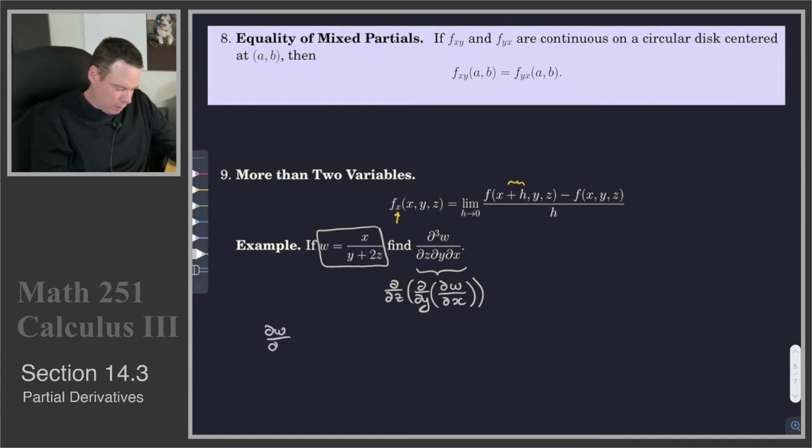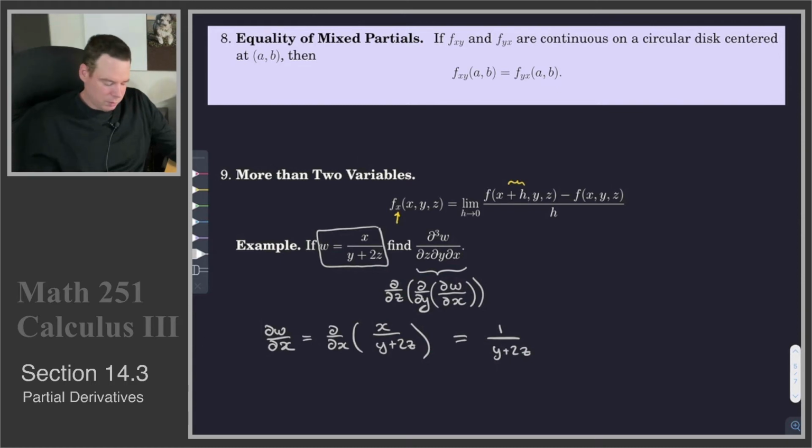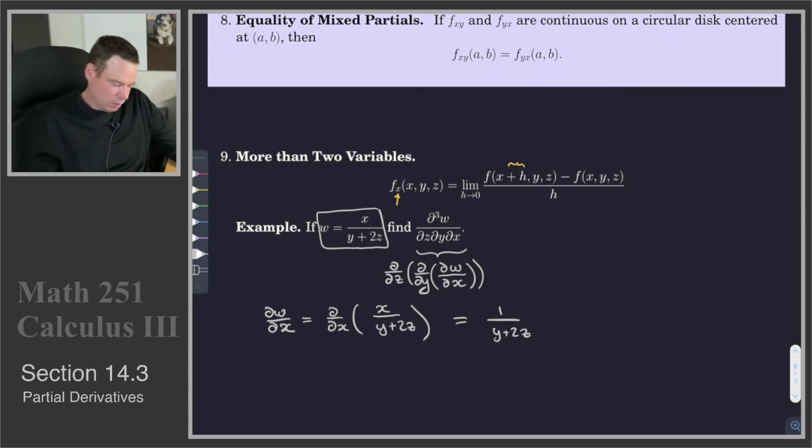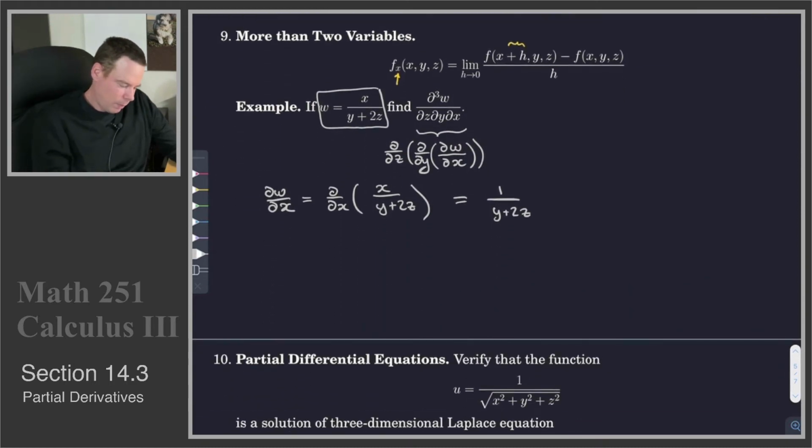We need to find dw dx. What is dw dx? That is the derivative with respect to x of x over y plus 2z. Now we treat everything that isn't an x as a constant, so this derivative would just be 1 over y plus 2z, because the denominator is essentially a constant relative to x in this case.